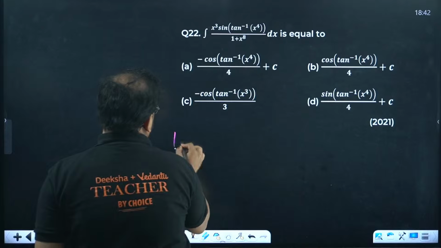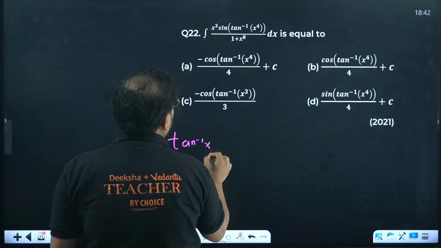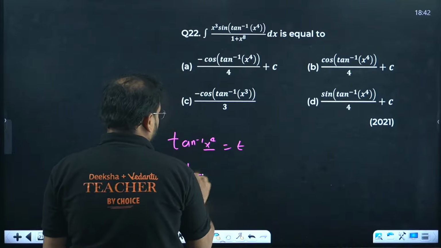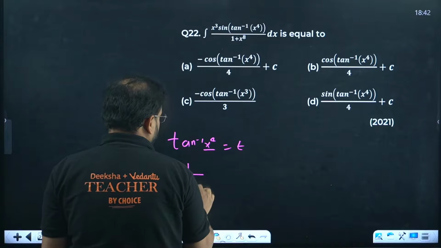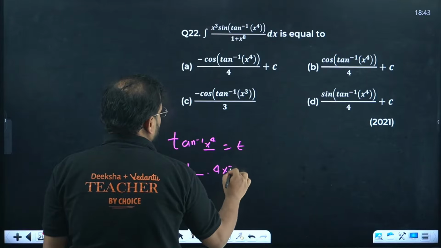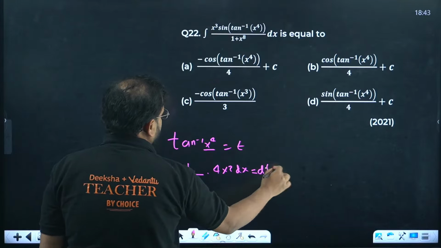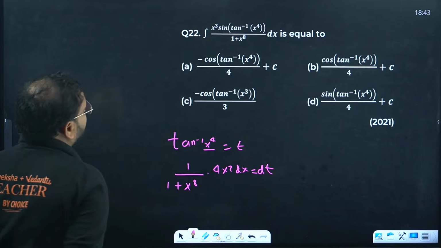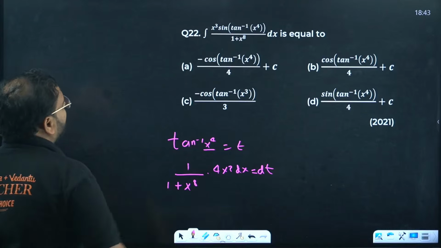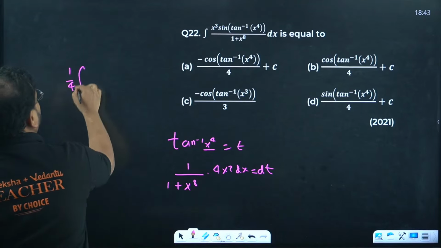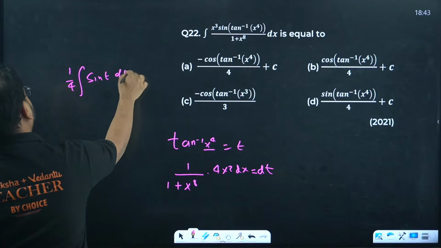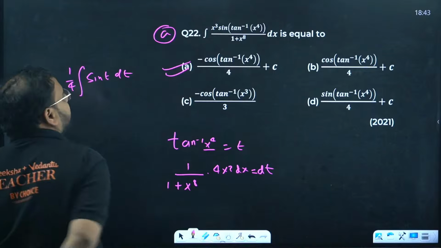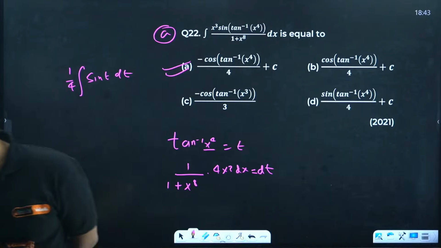Okay. Tan inverse of x power 4 as t if I'm taking. So 1 upon 1 plus x power 8 and 4x cube dx is what? dt. So x cube dx, that is going to be what? 1 by 4. So 1 by 4, and that is going to be 1 by 4 sine t dt. Yeah, answer is correct. Answer is A, correct.